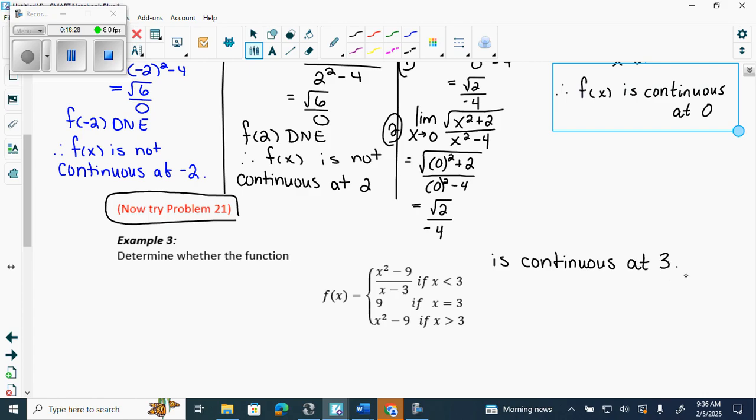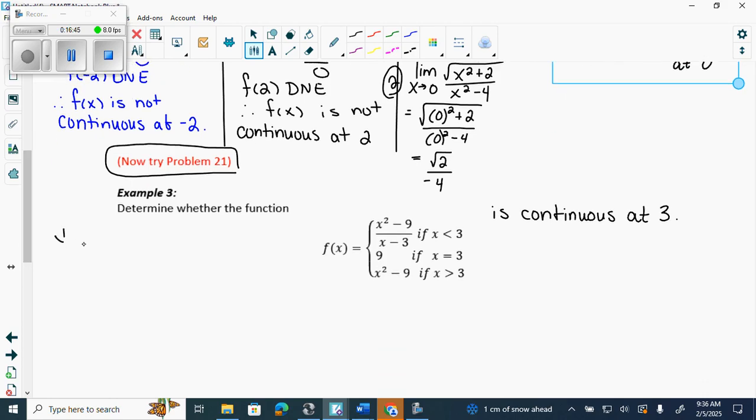So this one actually is a piecewise function. We're going to have to find the value at 3. We're going to have to find the limit at 3, which actually is going to make us find from the left and the right on this one because we have a less than and a greater than. And then we have to say if they're the same. Okay? So f of 3 is the easiest one.